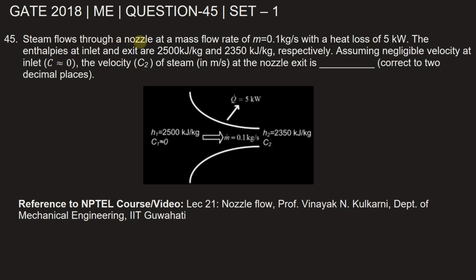Steam flows through a nozzle at a mass flow rate of 0.1 kilogram per second with a heat loss of 5 kilowatt. The enthalpies at inlet and exit are 2500 kilojoule per kilogram and 2350 kilojoule per kilogram respectively. Assuming negligible velocity at inlet, the velocity C2 of the steam in meters per second at the nozzle exit is, corrected to 2 decimal places.